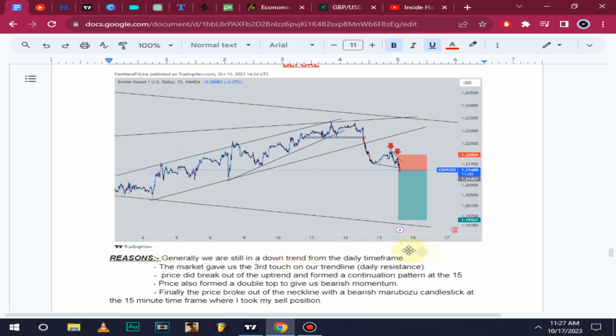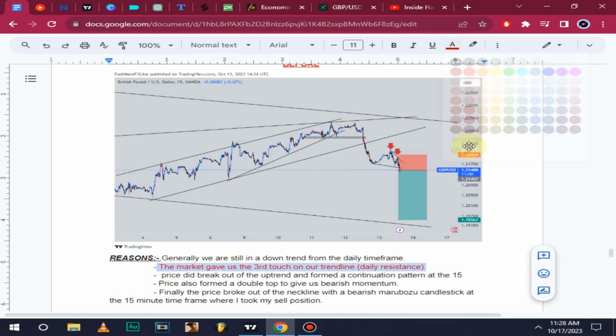So generally we are still in a downtrend, which was okay, right? But the market gave us the third touch on our trend line. That was the daily resistance. Okay, that was a lie. The market did not give us the third touch. There's no way I'm seeing a third touch over here. You guys can look at this. The market did not give us that third touch on the trend line over here, right? So with that tiny mistake over here, this was a very tiny mistake. Let me just mark that as red, right? The market did not give us that third touch.